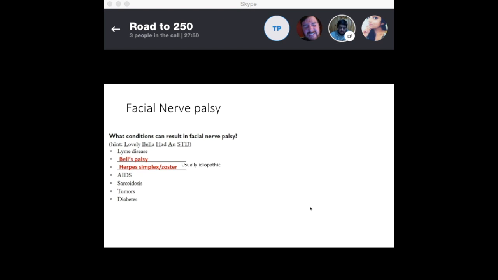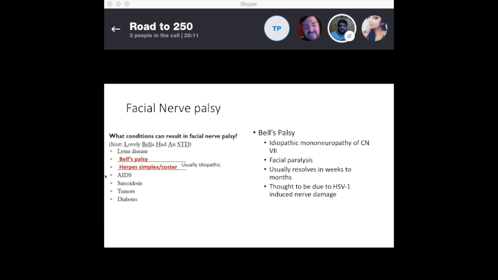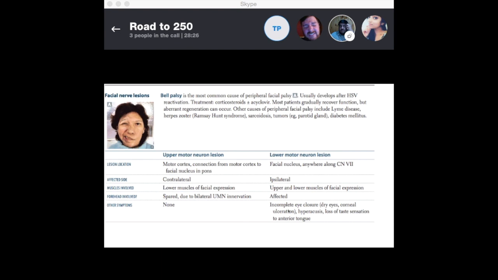So with cranial nerve 7, you can also have facial nerve palsy, and the diseases that can cause facial nerve palsy are Lyme disease, Bell's palsy, herpes simplex, sarcoidosis, AIDS, tumors, multiple other things. When you talk about Bell's palsy, it's basically an idiopathic neuropathy of cranial nerve 7, with facial paralysis, usually resolves in a week or two, or weeks to months, and thought to be due to HSV1 induced nerve damage.